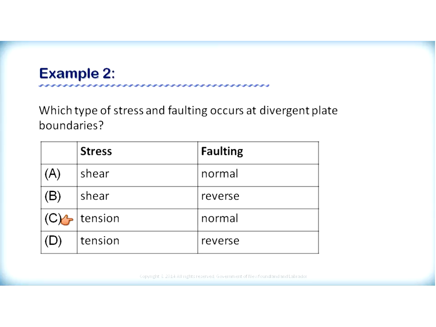Therefore, we see brittle deformation, which will result in normal faulting. So the answer to this question will be C. Divergent plate boundaries are generally exposed to tensional stresses, which result in brittle deformation that form normal faults. So the answer is C.